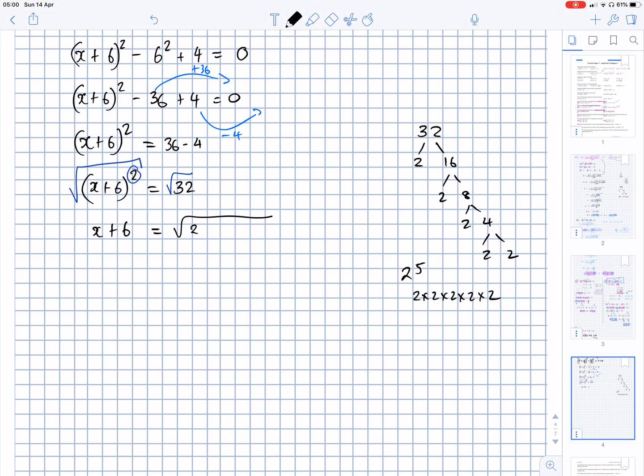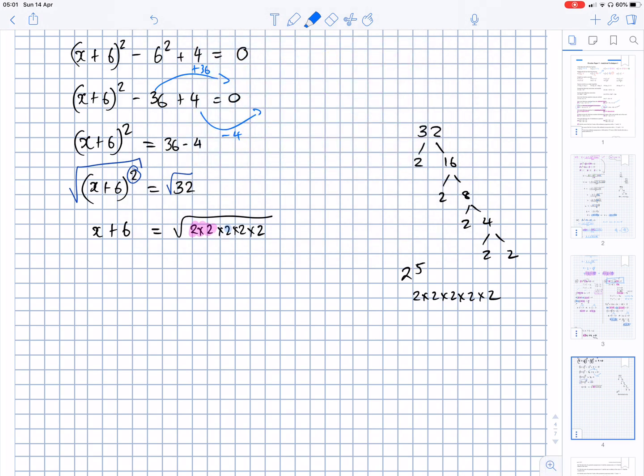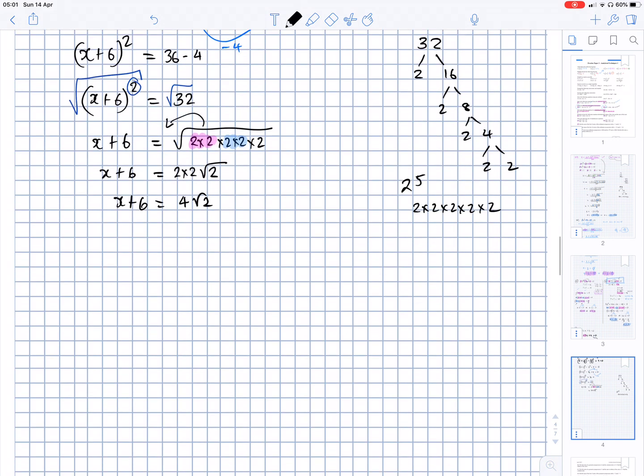So we're going to have 2 times 2 times 2 times 2 times 2, which is 5 times. Okay, so 2 times 2 will come out and become just a 2, and then this 2 times 2 also comes out of the square root sign, so that becomes 2 times 2 on the outside, root 2, which is basically x plus 6 is that. x plus 6 equals 4 root 2.